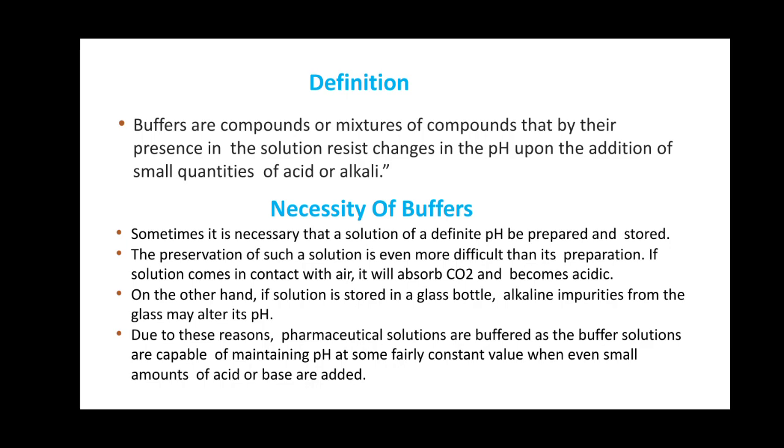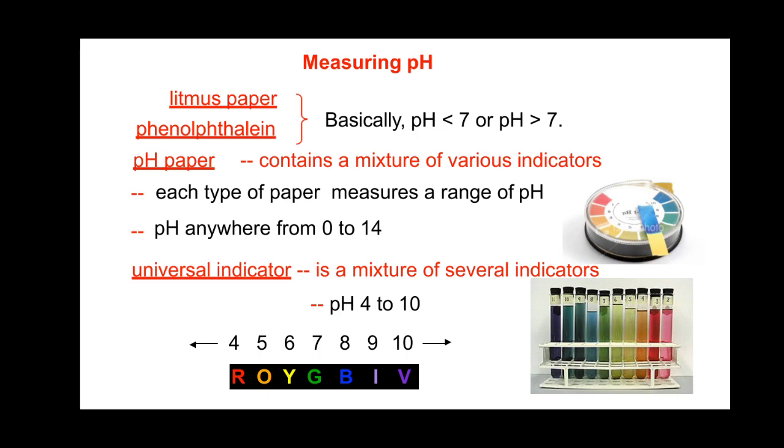So after preparing the buffers, we need to store them at a certain pH. On the other hand, if a solution is stored in a glass bottle, alkaline impurities from the glass may also alter its pH. So due to these reasons, pharmaceutical solutions are buffered, as buffer solutions are capable of maintaining the pH at very constant values even when small amounts of acids or bases are added. From these buffers we can preserve the solutions by maintaining a pH.